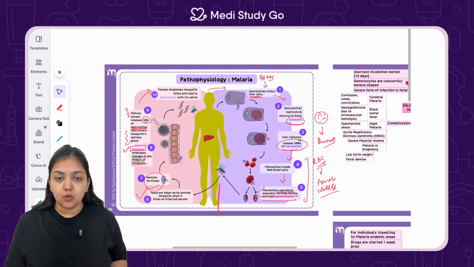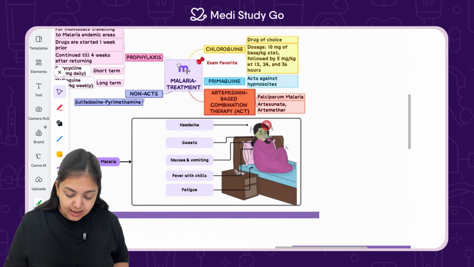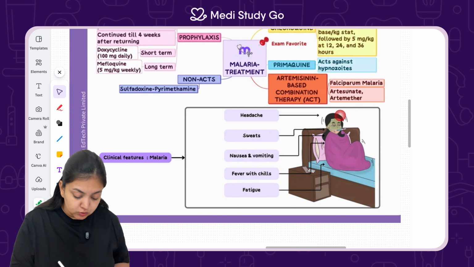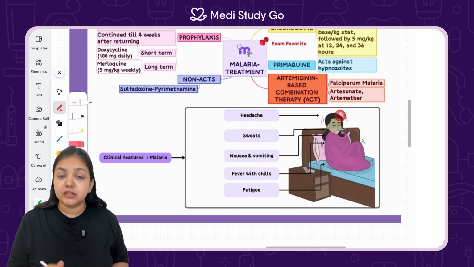Now, after we know the pathophysiologic reaction by which malaria occurs, we need to know the clinical features and how the disease presents. So this disease contains a stage of fever.